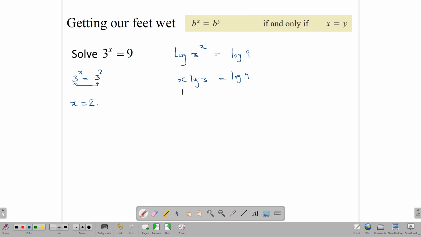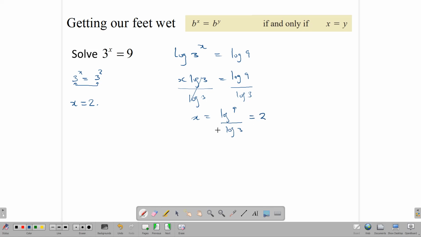And therefore, we can say x is, dividing both sides by log 3, let me just write that in to prevent confusion, dividing both sides by log 3, then we get x is equal to the log of 9 divided by the log of 3. And that would give us 2.